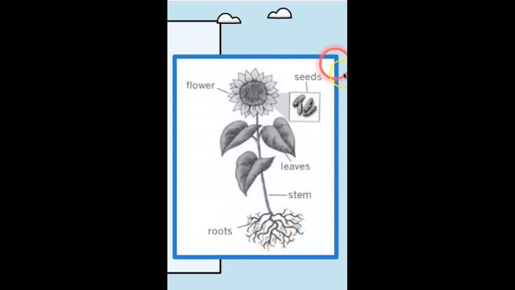That's the parts of the plant: roots, stem, leaves, flower, and seeds.